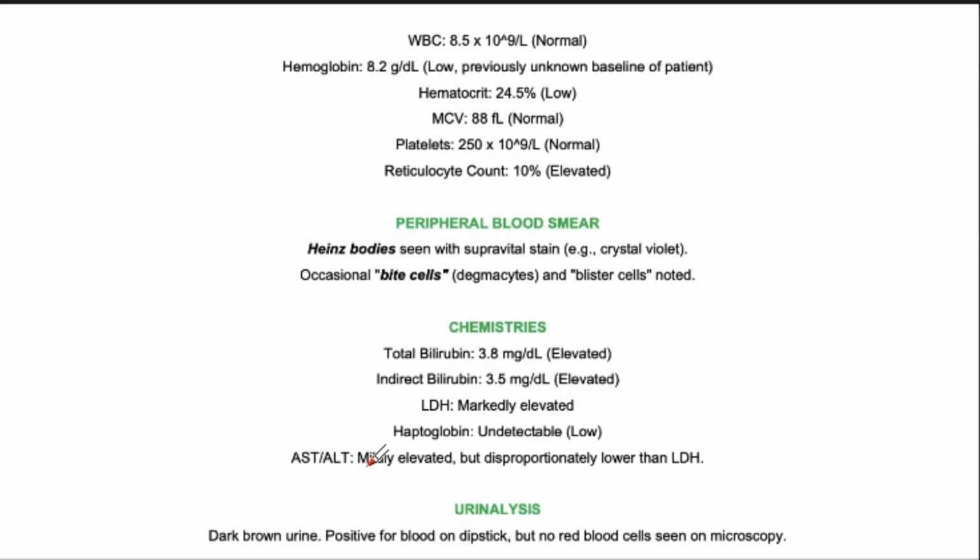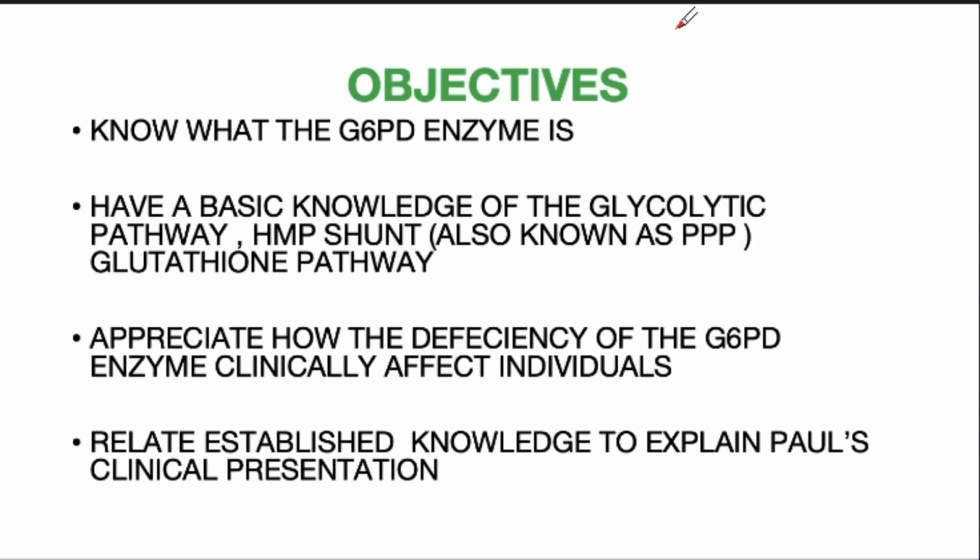Displayed here are the lab workouts done for Paul. By the end of today's lesson, we will get to know what the G6PD enzyme is. We will have a basic knowledge of the glycolytic pathway and the hexose monophosphate shunt. We will also appreciate how the deficiency of the G6PD enzyme clinically affects individuals. We will then relate this established knowledge to explain Paul's clinical presentation.